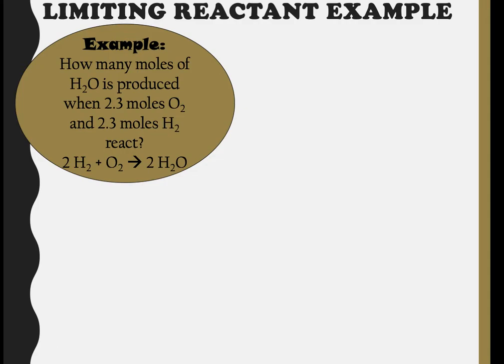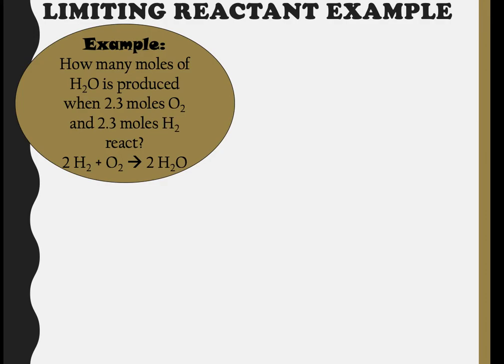Now, ultimately, what we're doing is nothing new. All of the calculation stuff that we just took a quiz over, we are doing the exact same calculations. There is zero things new. The only thing that we are adding is an interpretation of those calculations. So if we look at this example, how many moles of water is produced when 2.3 moles of oxygen and 2.3 moles of hydrogen react? So there are our starting amounts.